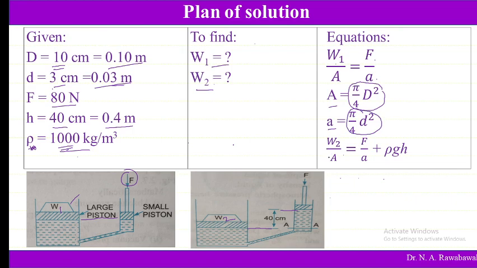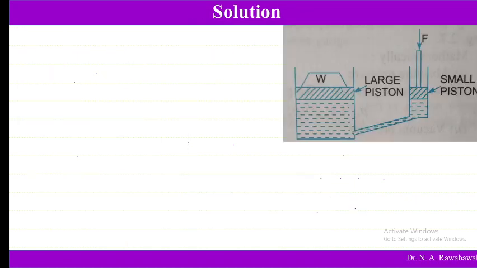Then in the second case, the pressure intensity on the ram side is equal to the pressure intensity on the plunger side plus the pressure exerted by the self weight of this liquid, that is rho g h. So we have to use this formula to find W2. The difference between the first equation and the second equation is this rho g h. It is the additional liquid which exerts pressure or force in the downward direction, creating a pressure at the datum level AA. Now we will simplify this.